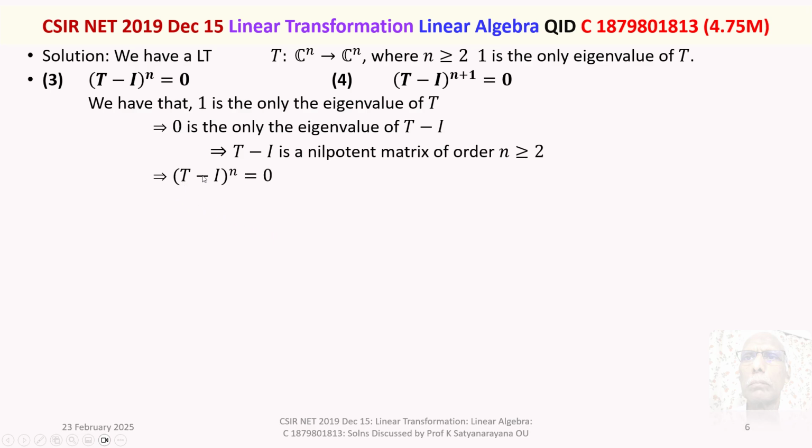So this means T minus I to the power of n, where n is the order of the matrix, is 0. So thus your option 3 is true. And we have T minus I to the power of n is 0. Multiply again by T minus I, then you will get T minus I to the power of n plus 1 is equal to 0. Wherever I am saying multiply, it is in terms of matrices.